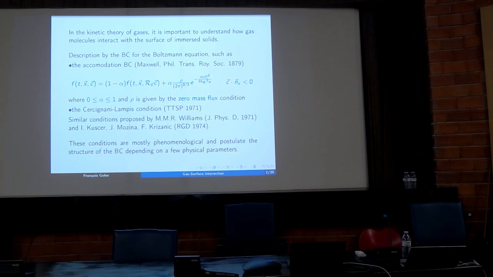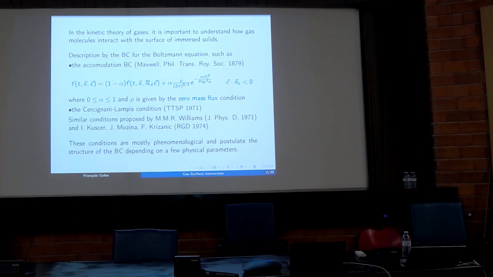There is the famous accommodation boundary condition, proposed by Maxwell in the late 19th century. You see here that it's a sort of interpolation between specular reflection, being this R_x of c, where c is a molecular velocity, and accommodation to some Maxwell distribution with the temperature of the wall, and the pressure, or if you want the density, being given by the zero mass flux condition at the wall.